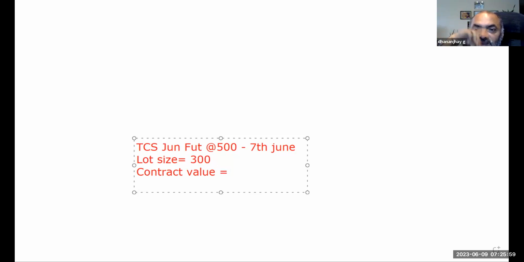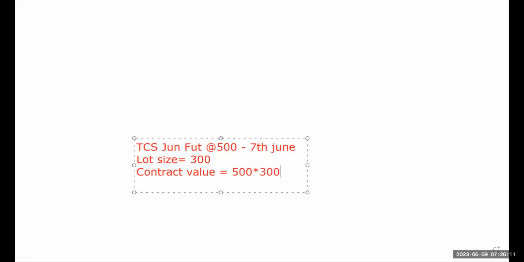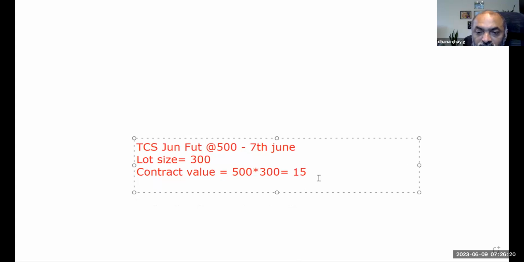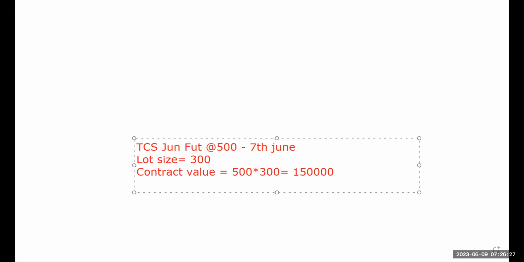Rupesh? So 1,50,000, sir. How did you get that? Sir, lot size is 300, sir. That will be multiplied with 500 rupees each, so 500 into 300. Very good. All of you are clear in this? Yes, sir. So contract value is 1,50,000.